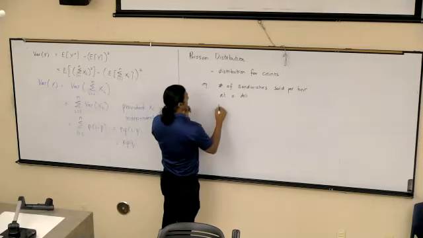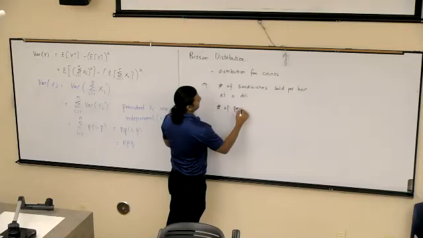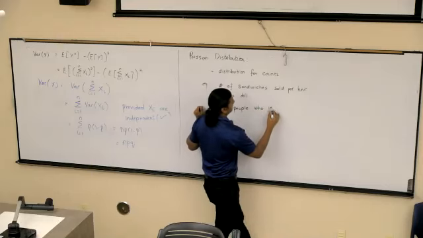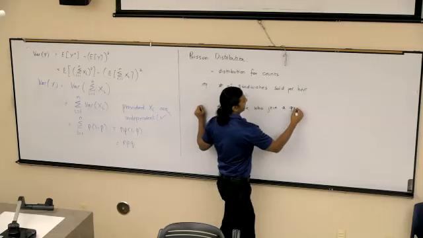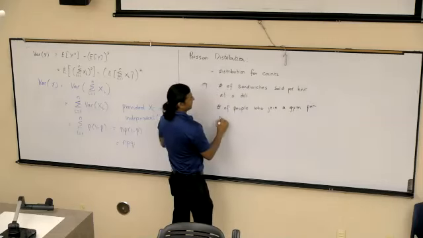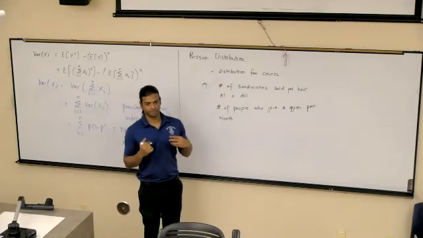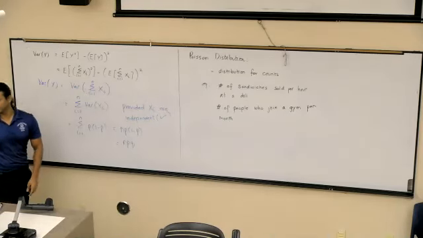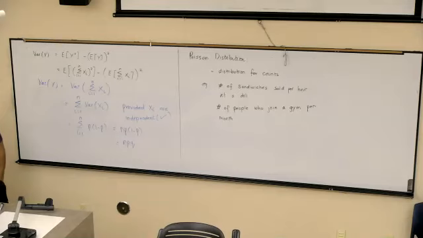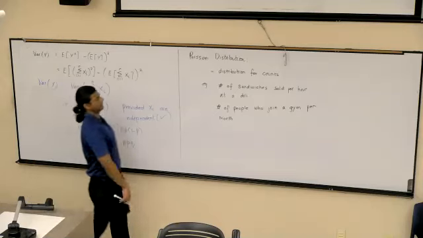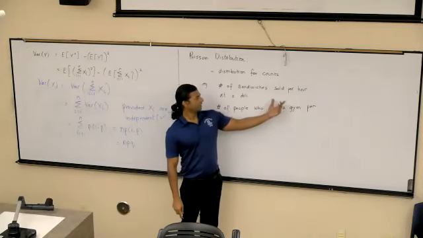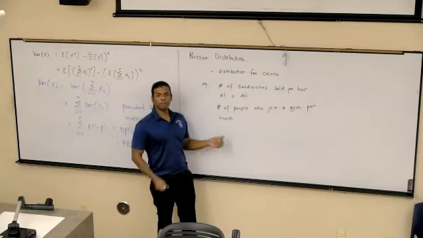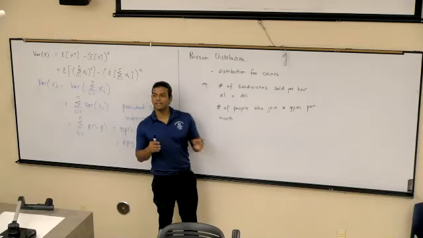Another example, the number of people who join a gym per month, right? With different gyms, we can discuss it. And all of those are counts, yes. But is this a rate? That's a good question. We're talking about per hour, per month, per something. So these are all rates.